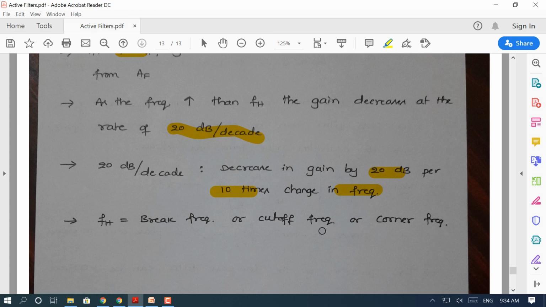So far we have discussed how exactly the Butterworth low pass filter works. We have derived the equation for the transfer function V naught by V in, and we have cross verified our frequency response from the equation that we have derived. So that's all about today's class, and in the next class we will see the exact design procedure, along with a few worked examples.